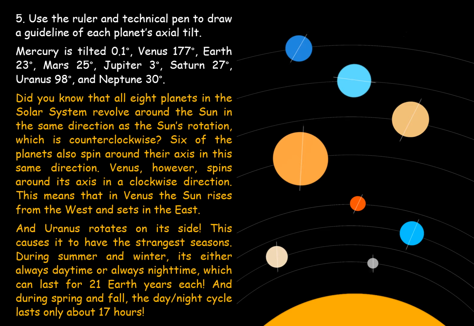This means that in Venus, the sun rises from the west and sets in the east, and Uranus rotates on its side. This causes it to have the strangest seasons. During summer and winter, it's either always daytime or always nighttime, which can last for 21 Earth years each. And during spring and fall, the day-night cycle lasts only about 17 hours.